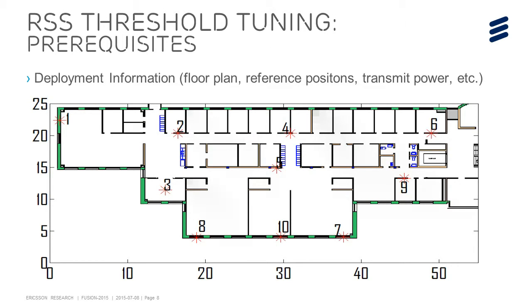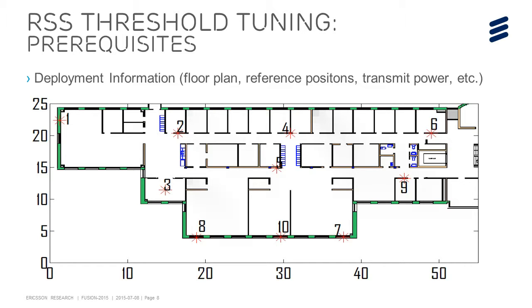The proposed framework is very generic and it comprises two key steps. In the first step, some prerequisites need to be fulfilled. These include collection of deployment information, selection of a radio propagation model, calibration of the model parameters, and the selection of an evaluation set of sample positions. In the second step, an RSS threshold is to be selected such that some localization accuracy metric is optimized. I will introduce this in more detail in the following slides.